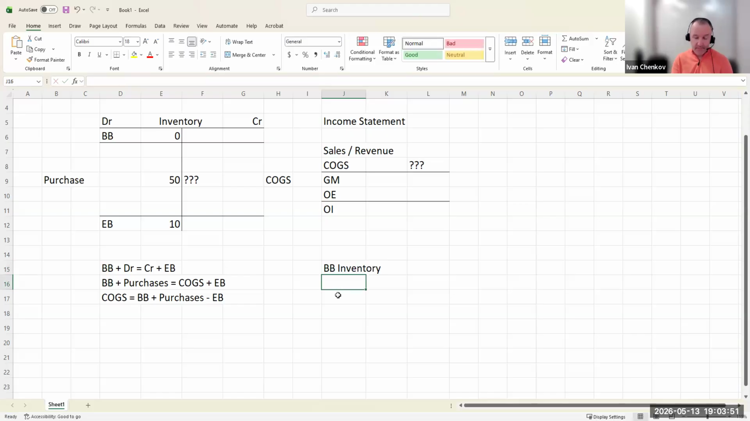Then we're gonna add purchases. Once we add the purchases, we're gonna say, okay, now I have inventory available for sale. After deducting the ending balance of inventory, what are we gonna get now? We're gonna get cost of goods sold.